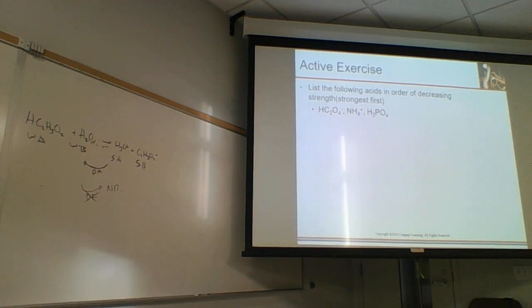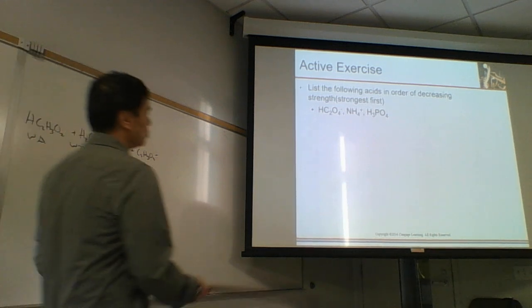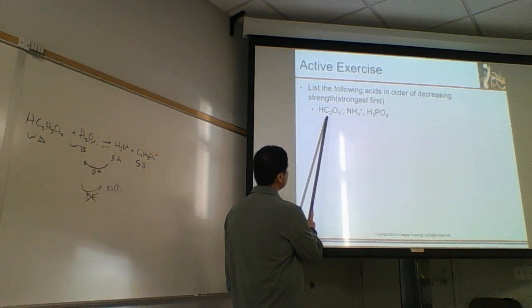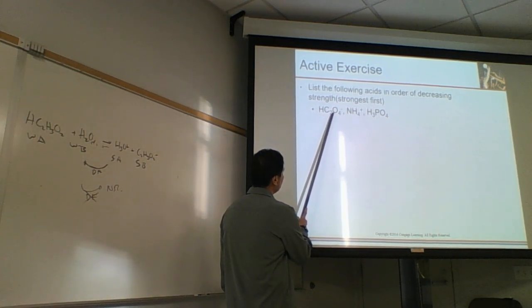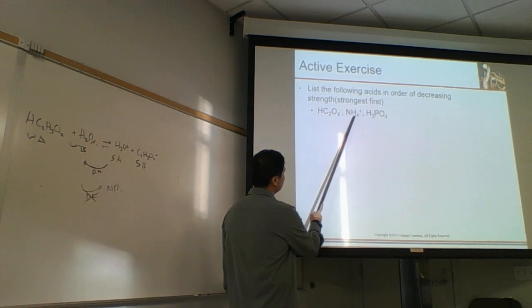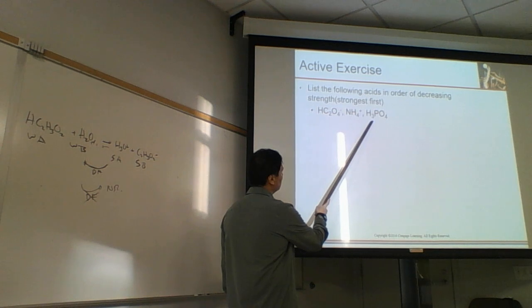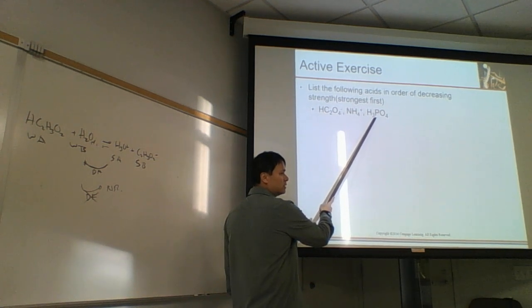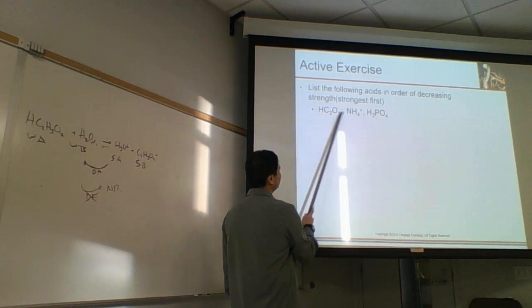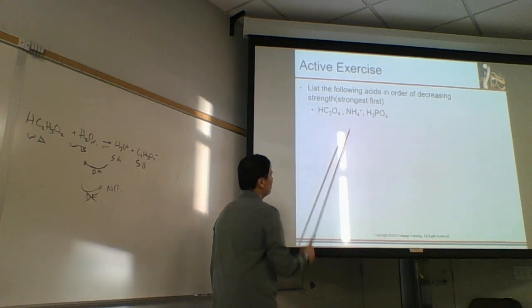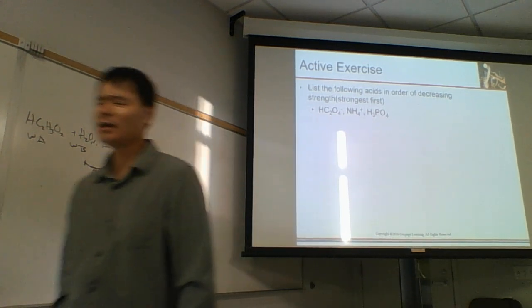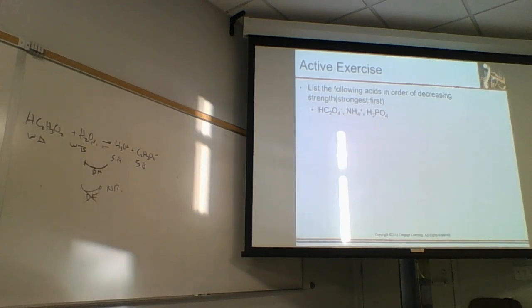And so here's just a question: list the following acids in order of decreasing strength, strongest first. So this is hydrogen oxalate ion, ammonium, and phosphoric acid. Which of these three do you think is the strongest? Yeah, phosphoric acid. You'd be right. And then these two, maybe ammonium. Yeah, those two would probably just need to consult the chart.